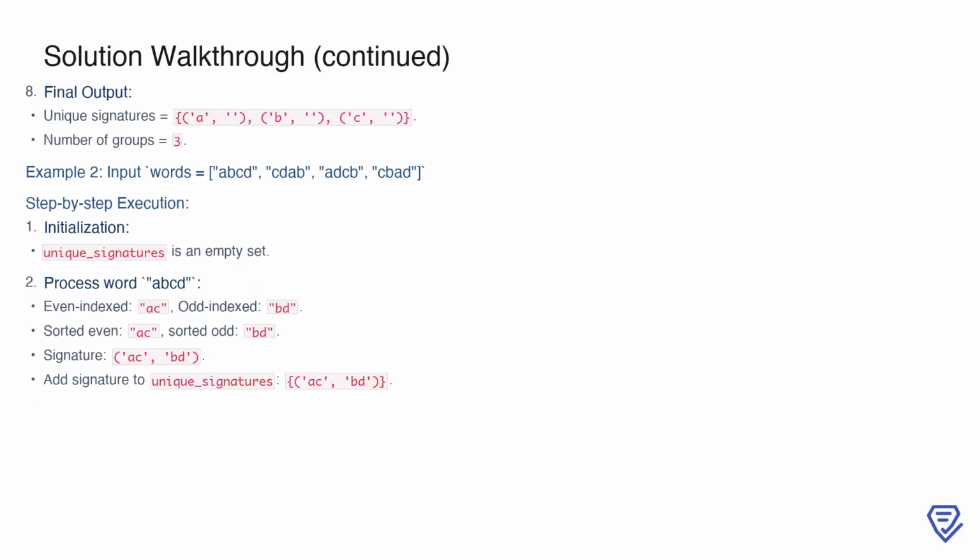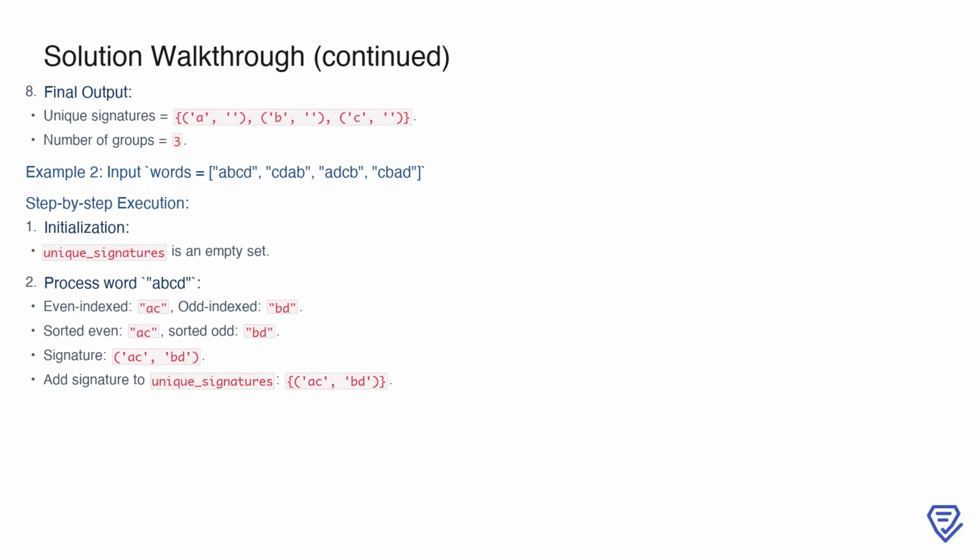Finally, for this example, we count the total number of unique signatures in the set. These signatures are a, b, c, so the total number of groups is 3. Moving on to the second example, the input words are abcd, dab, ad, bad.